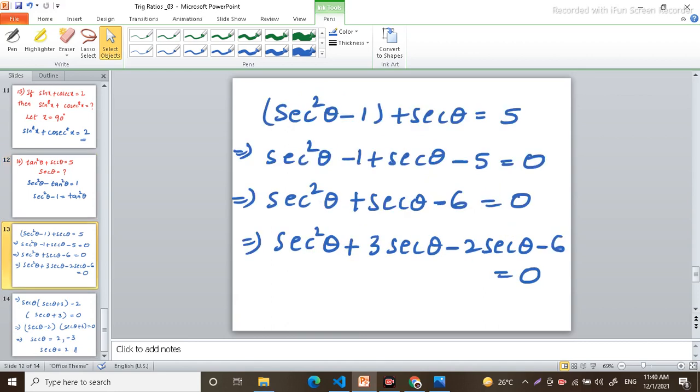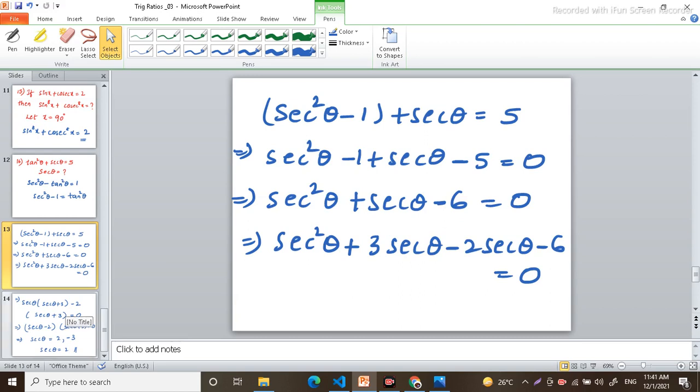Secant square theta minus 1 plus secant theta minus. I took the 5 to the left hand side, then it becomes minus 5 is equal to 0. Secant square theta plus secant theta minus 6 is equal to 0. It is in the form of an equation. Then I'll write secant square theta plus secant theta as 3 secant theta minus 2 secant theta, minus 6 is equal to 0.